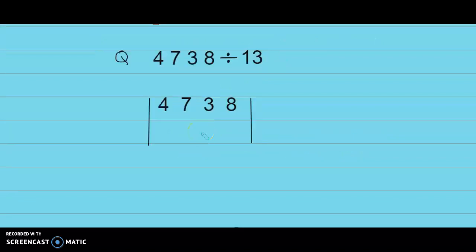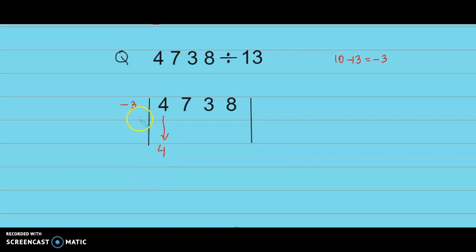Now here is our next question. Here the dividend has 4 digits, 4738 divided by 13. So we will write 10 minus 13 is minus 3. So we will write minus 3 here. Now bring this down and write 4.